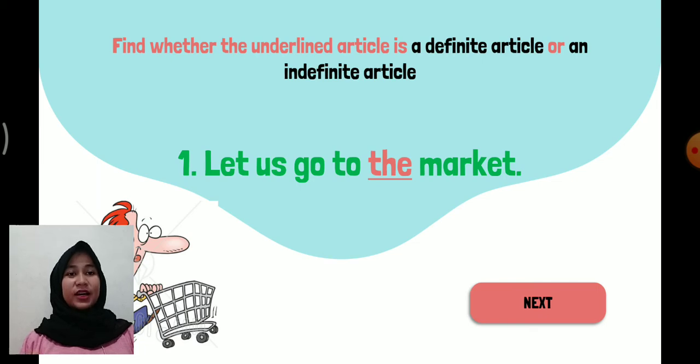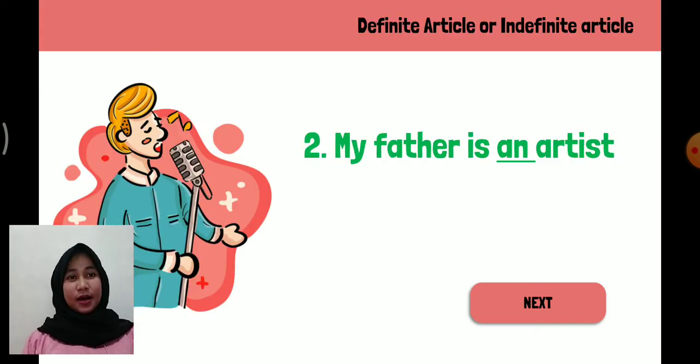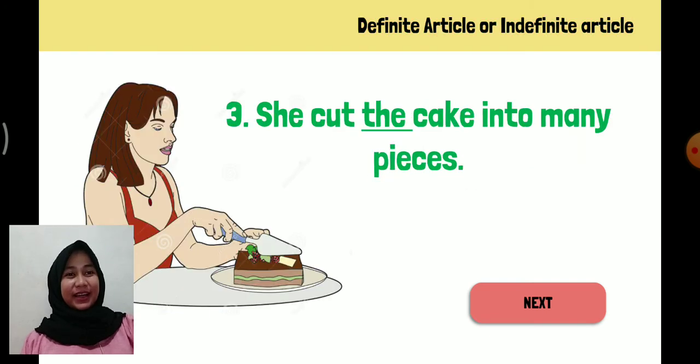So the first one is, let's go to the market. Can you guess whether the here is a definite article or an indefinite article, guys? Yes, you're right. The here is a definite article. And then the next is, my father is an artist. And here, an is an indefinite article. And then the last is, she cut the cake into many pieces. And the here is a definite article.